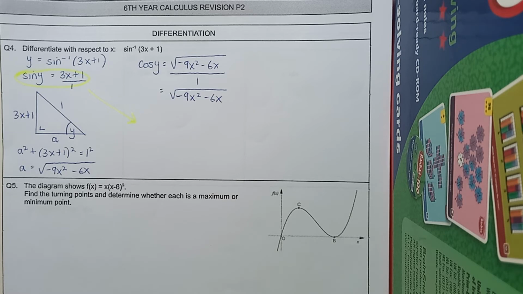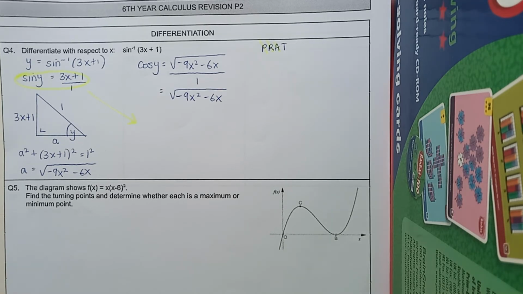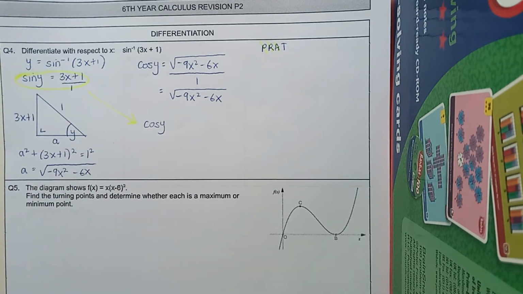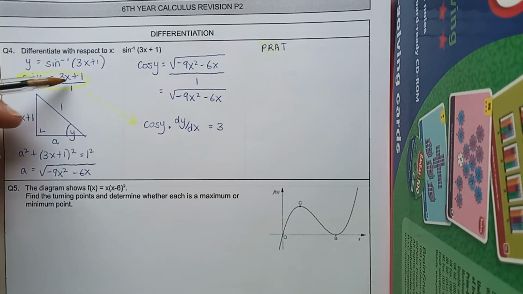I've got my trig differentiation, of course, so I've got to do power, ratio, angle. No power here, ratio, yes. And of course, sine differentiates to give you cos. That's why I've got the cos y written down up here. When I differentiate the angle y, I get dy dx. And then 3x plus 1 will just give me 3. So I'll rearrange this guy now to get dy dx by itself.